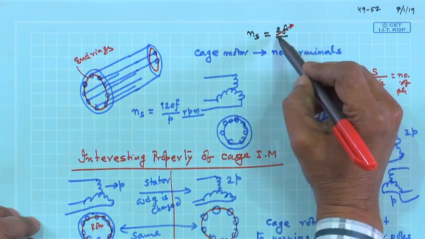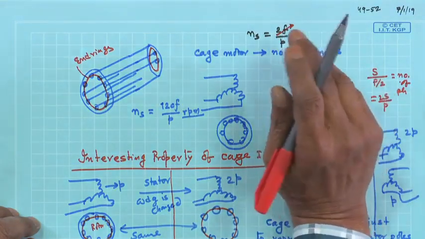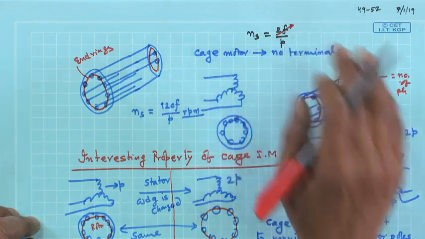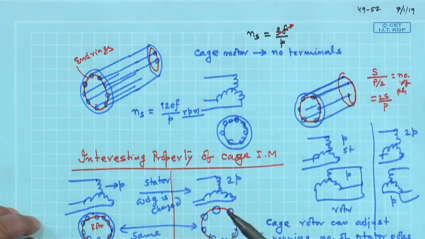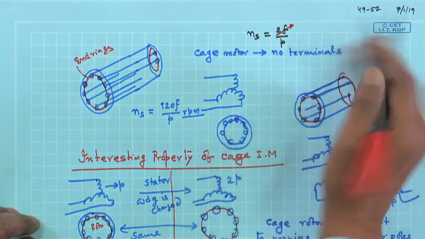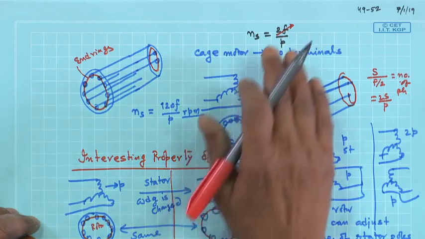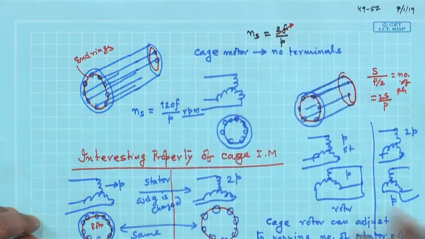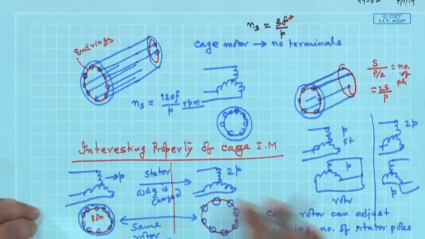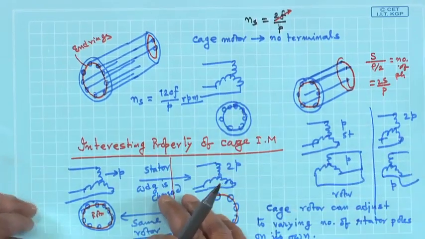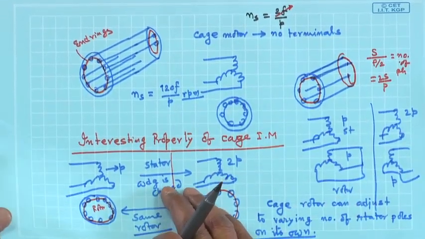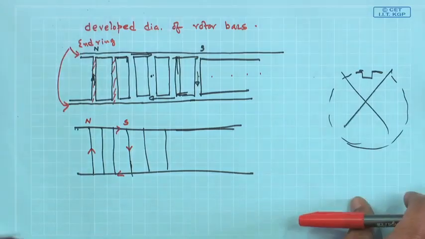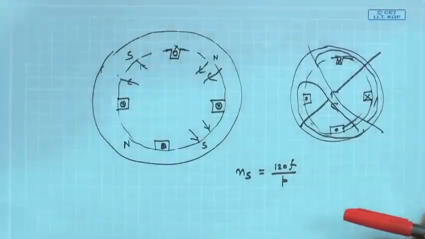So, supply frequency I will vary. P I will not touch, cage induction motor or slip ring induction motor, I do not care. We will discuss these things a little later, but this is what I wanted to tell about the cage induction motor.